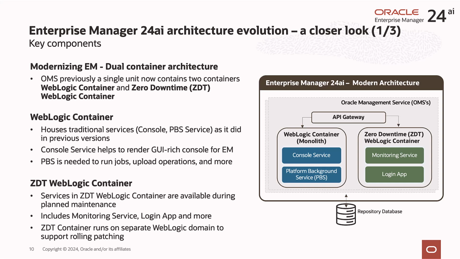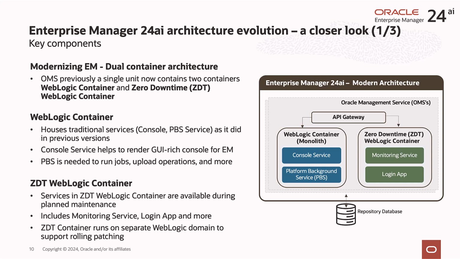The first container, as you can see here, is the WebLogic container. This is where the traditional Enterprise Manager services such as console and platform background service will continue to run, maintaining the functionality that has been familiar in the previous versions.